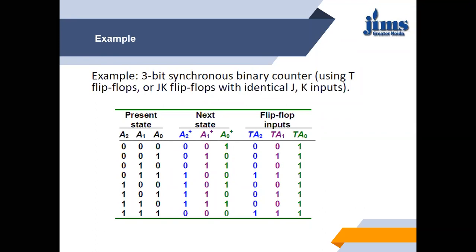In the same manner, with the help of the excitation table of T flip-flop, we'll find out the input T for the present state A2 and the next state A2 plus. We'll find T of A2. Present state A1, next state A1 plus, we'll find input T for A1. Present state A0, next state A0 plus, we'll find input T of A0. The process is the same: write down the excitation table of T flip-flop, look into the present state and the next state of the particular flip-flop and find out the input value, as we have done in the last example.